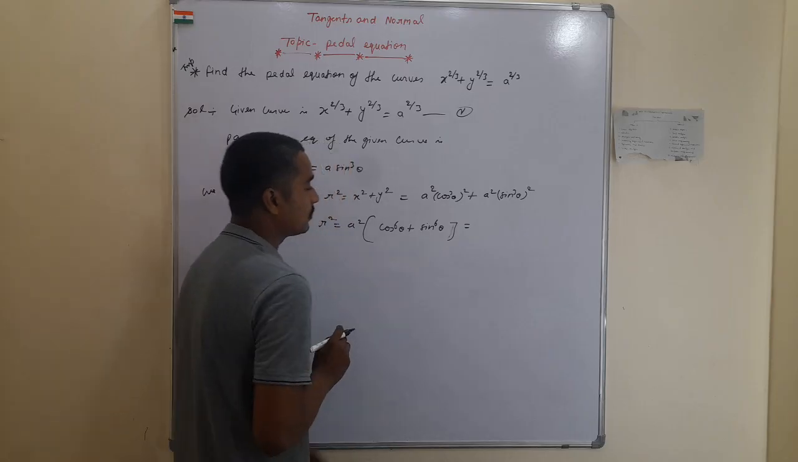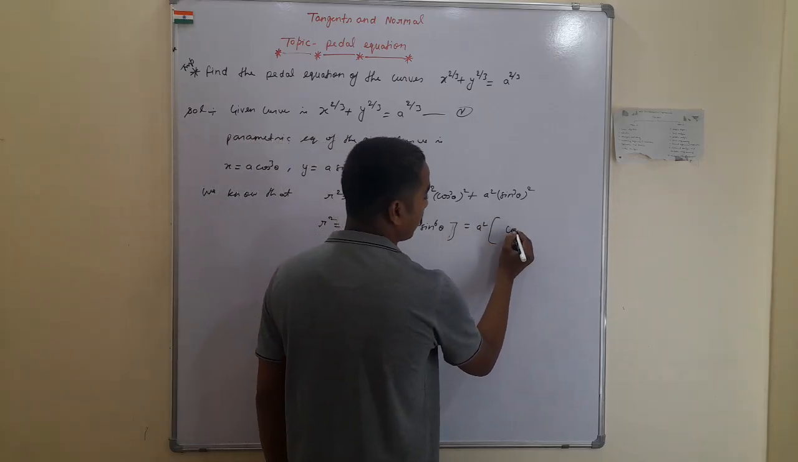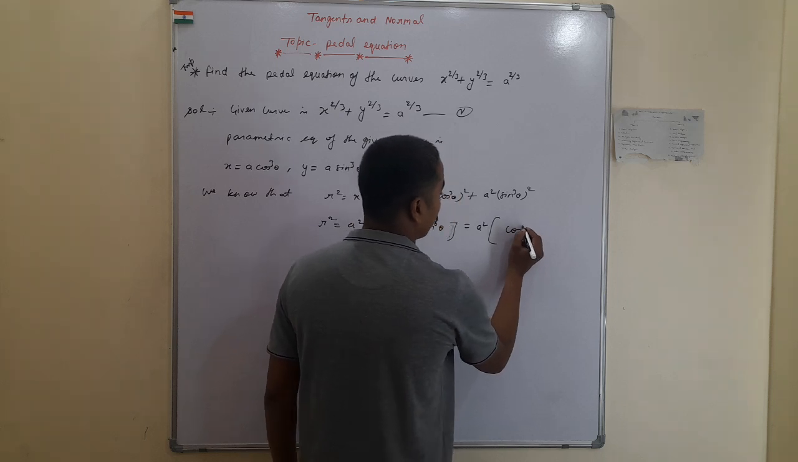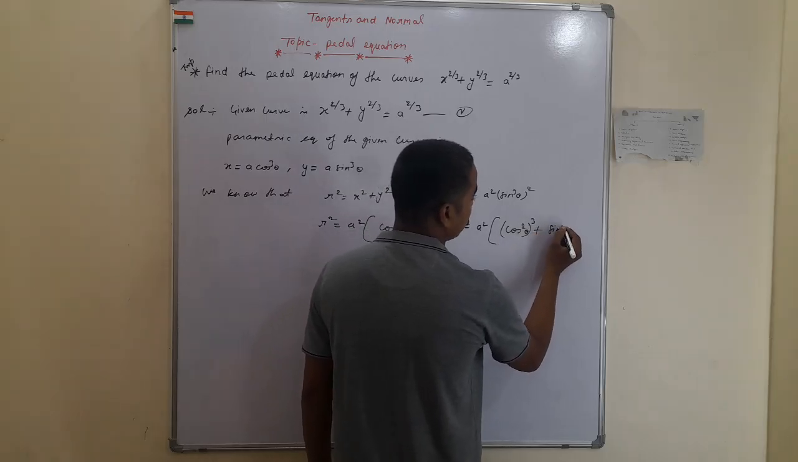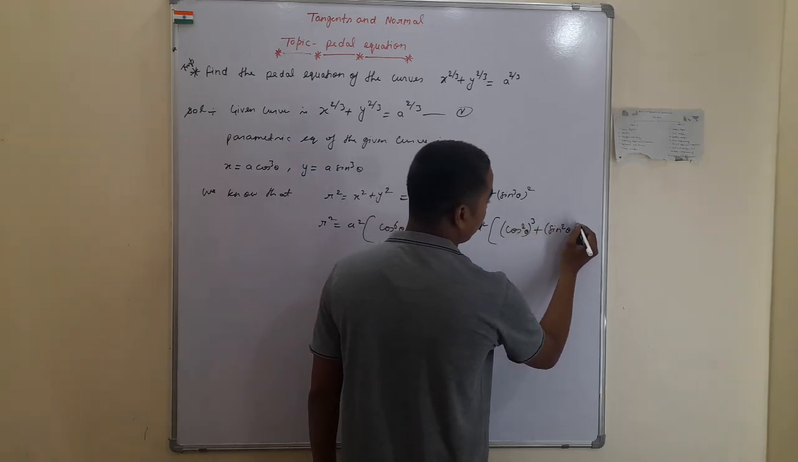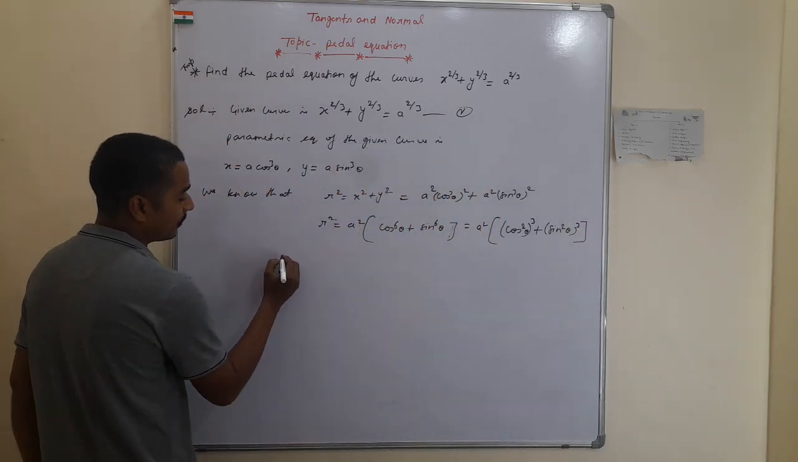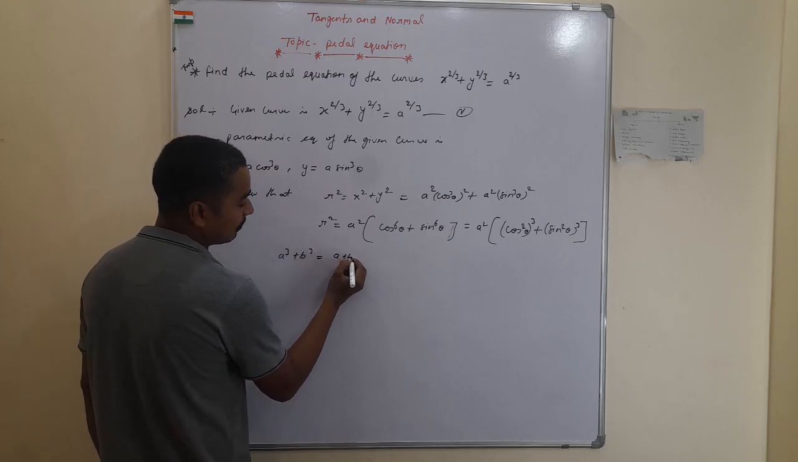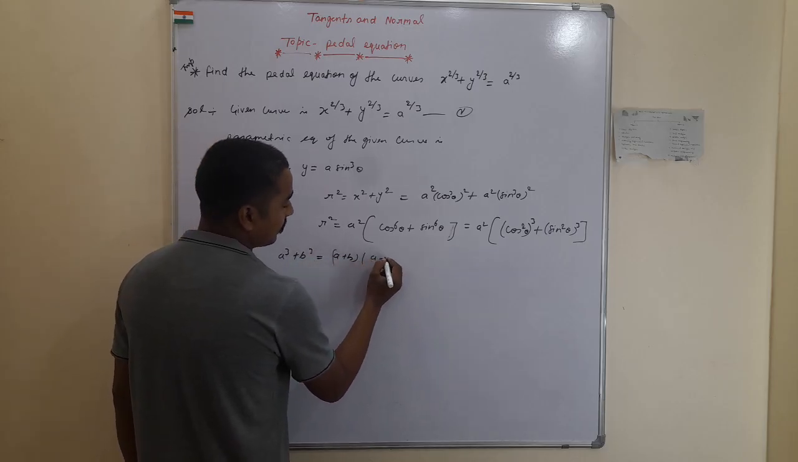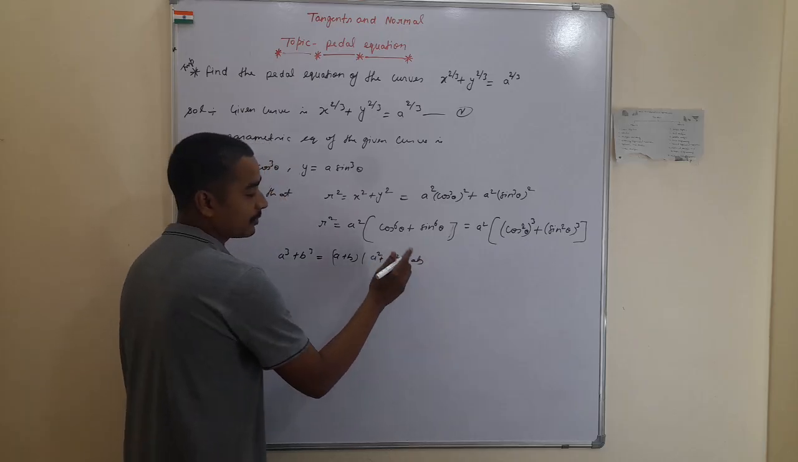And further we can also expand. a square is taken outside. This is written as cos square theta whole cube plus sin square theta whole cube. From here we have to use the formula a cube plus b cube, which is given by a plus b into a square plus b square minus ab.